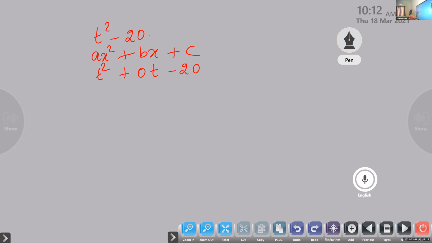So what is the value of a? Yes, Aditya Krishna. What is the value of a, b and c? The value of a is 1. Is b 1? No, 0. And c? Negative 20. A is 1, b is 0, c is negative 20.